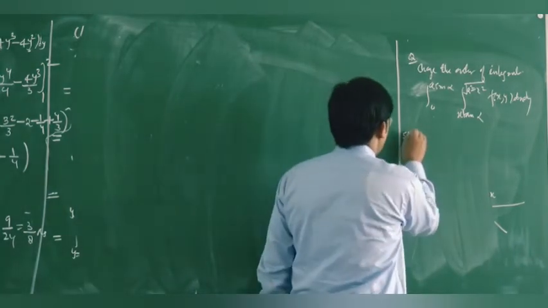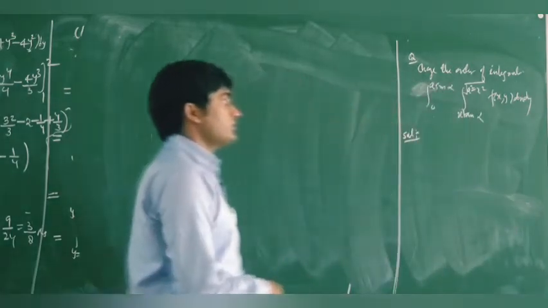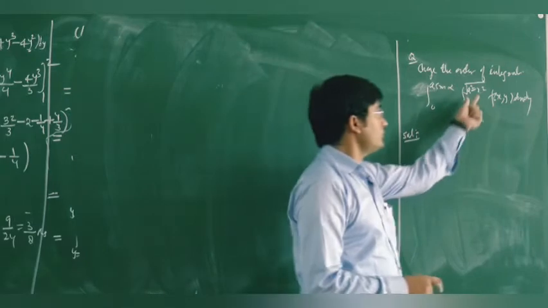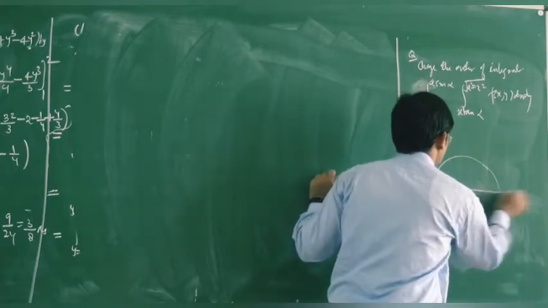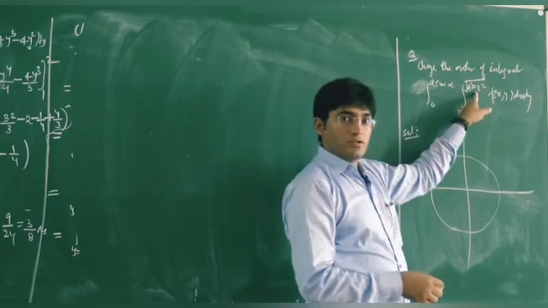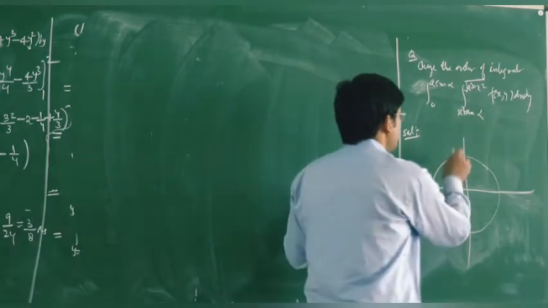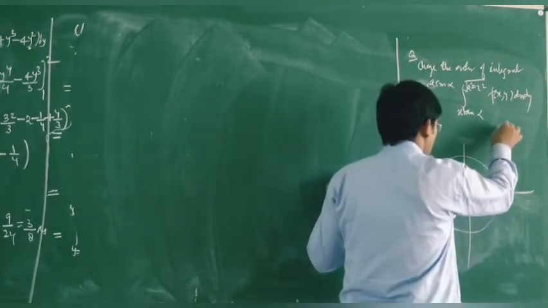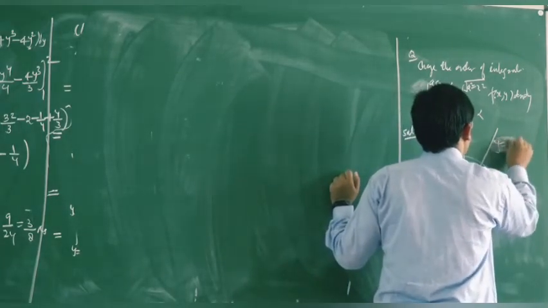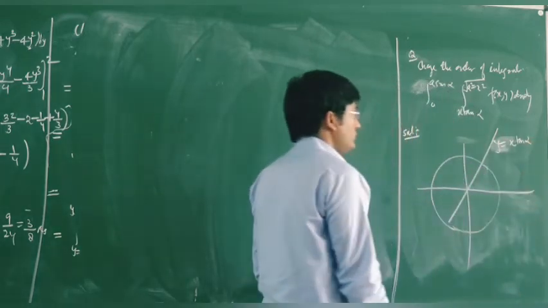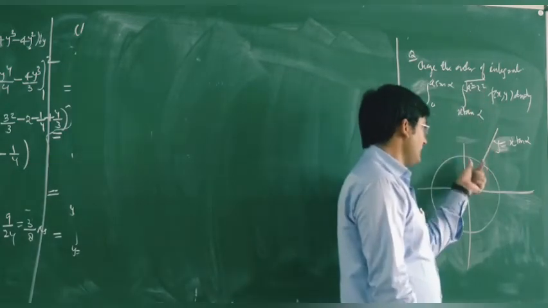So our solution. First of all, let us draw the region of integration. Here you can see that y is from x tan alpha to this circle. So the circle is this one, the standard circle with center at (0, 0) and radius a. And this line will be y equal to x tan alpha. The region of integration is between this line and the circle.